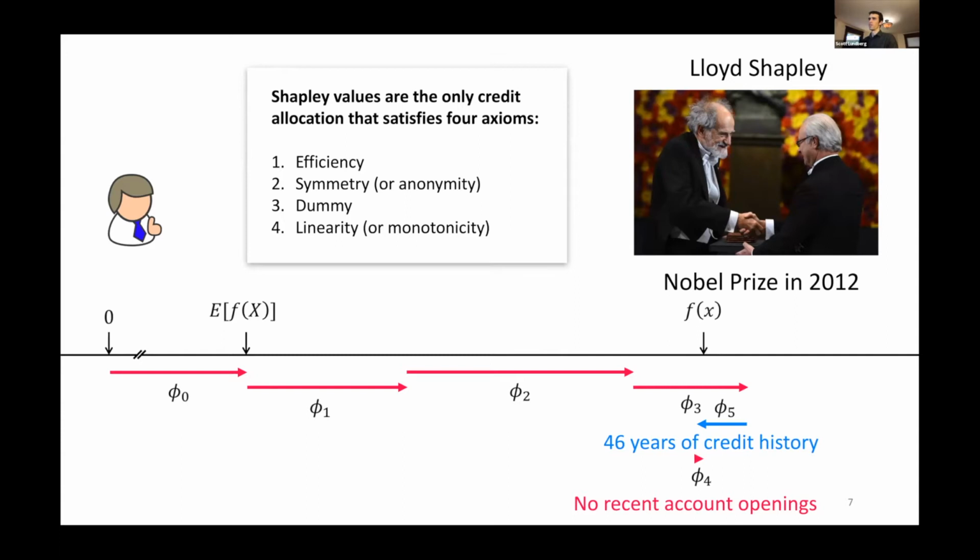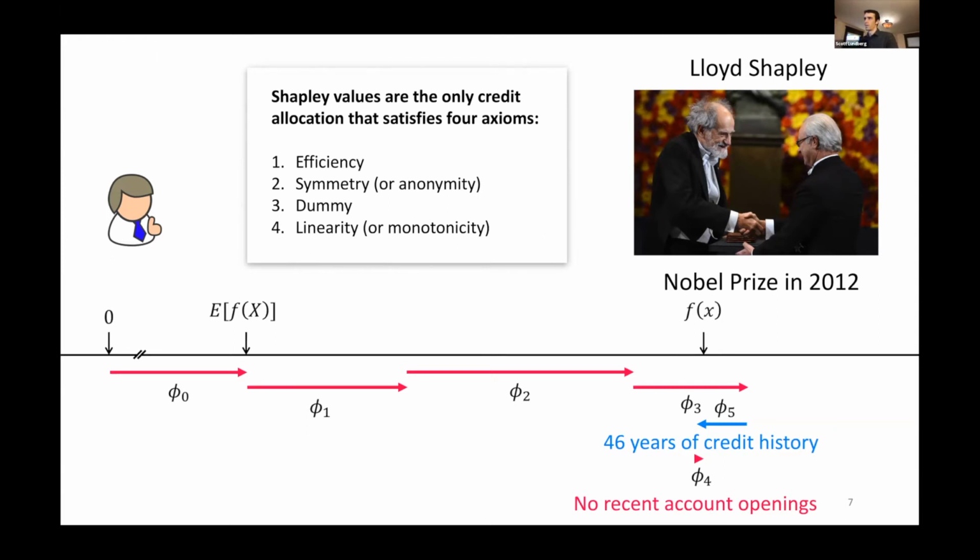So essentially, he said, well, if you want to give all the money away and not give any extra or leave any left over, in other words, you allocate all the credit, then you are essentially saying, I want efficiency to hold, which in our case means we want a set of phi values that sum up to exactly the difference between the base rate and the model output. So the expected f(x) and the f(x) in our case.